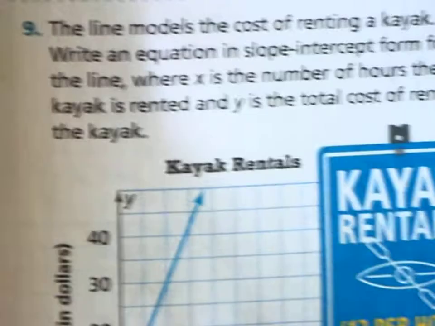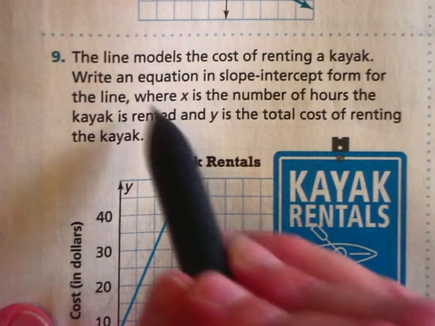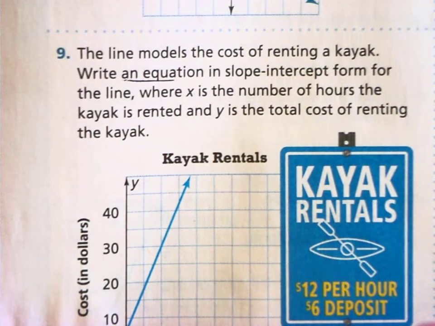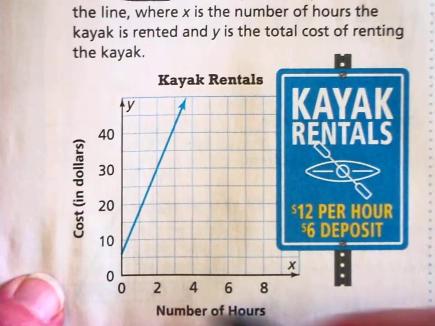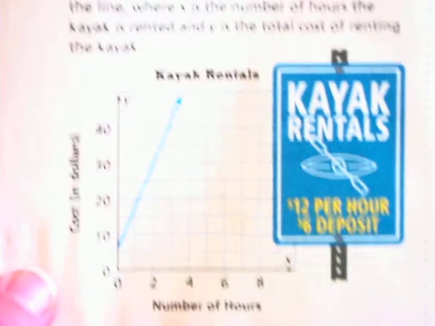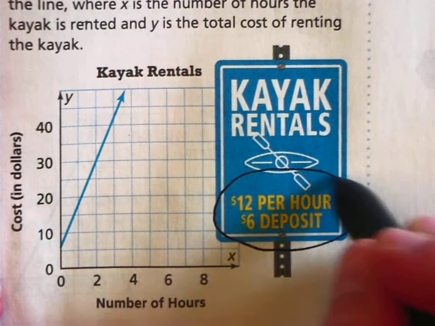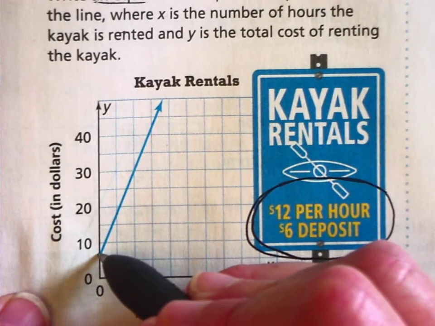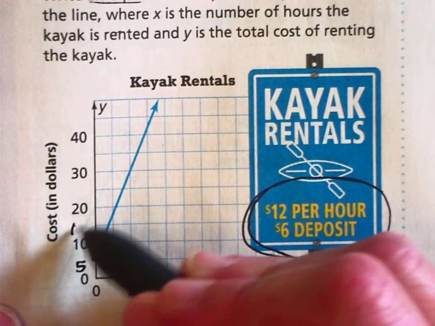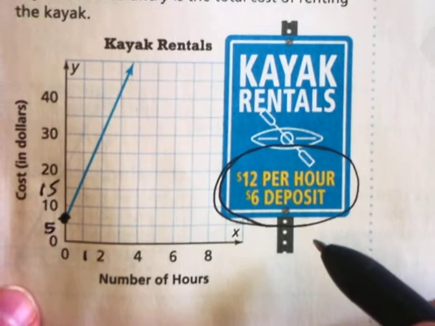Okay, so if you're taking a look at this one, it says write an equation in slope-intercept form where x is the number of hours the kayak is rented. So x is the number of hours that the kayak is rented down here, and the y is the total cost of renting. So folks, in order to write this equation, this is what you need right here. Here is the y-intercept. That's where the y crosses, but it's not quite at 5, 10, 15, 20. It's not quite at 5. It's above that. But this is where it tells you right here, folks.